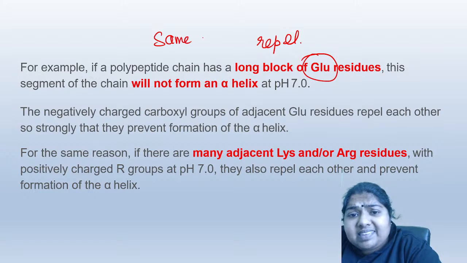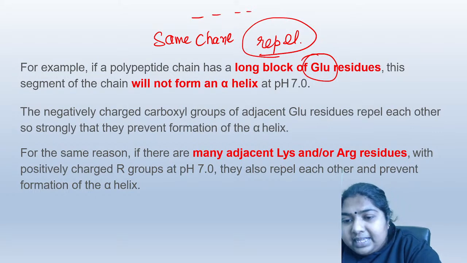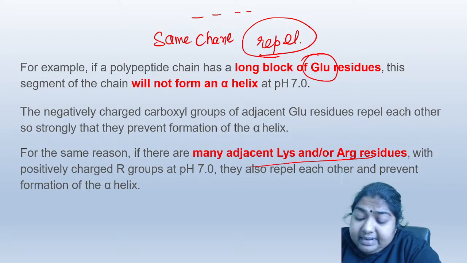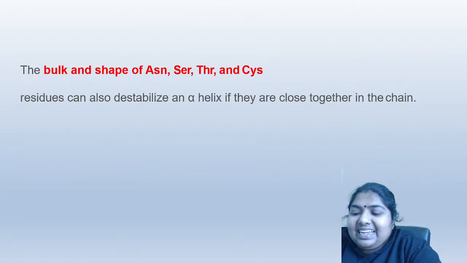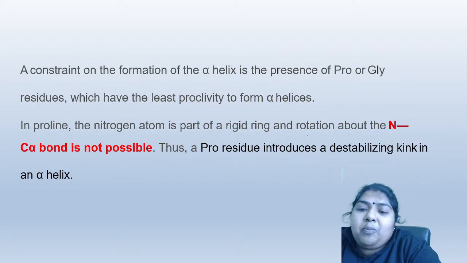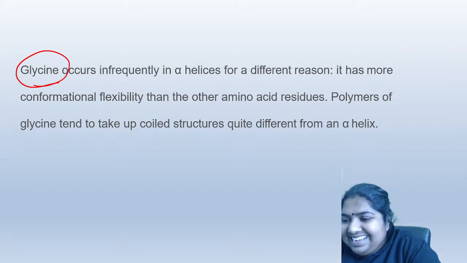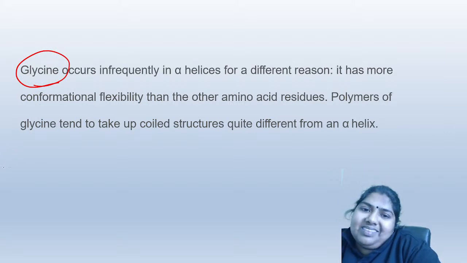If it is going to have the same charge, all negative, negative, negative, they are going to repel each other. And if there are many adjacent lysine and arginine, they will repel each other. It should not contain any bulky shape. It will not form positive. And the proline residues will destabilize, so even that is not good. Glycine residues will be very flexible, so they are not good helix formers. Got it? So what are the conditions?